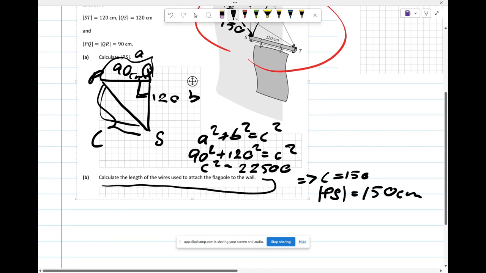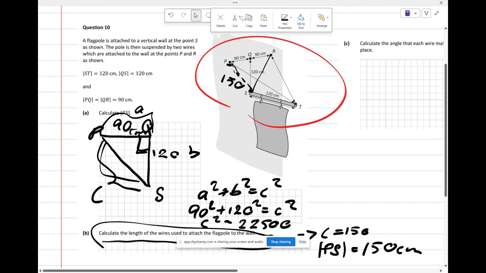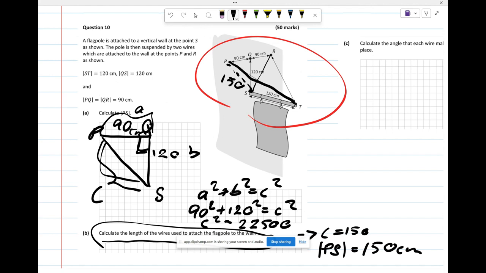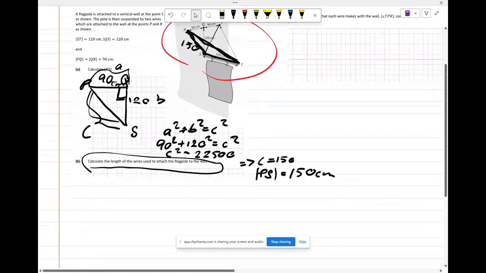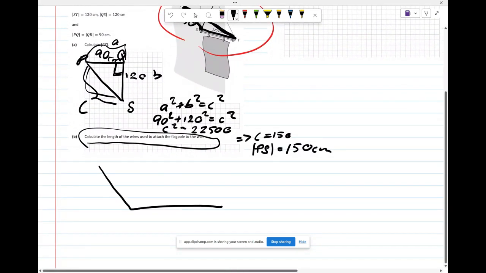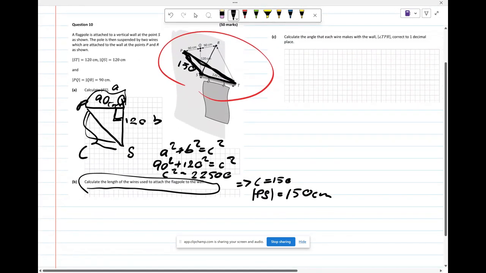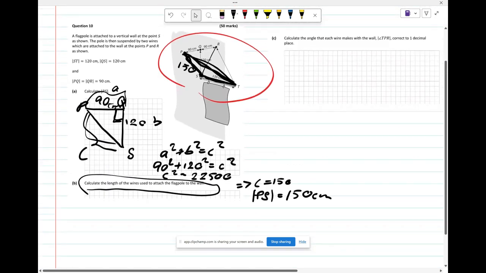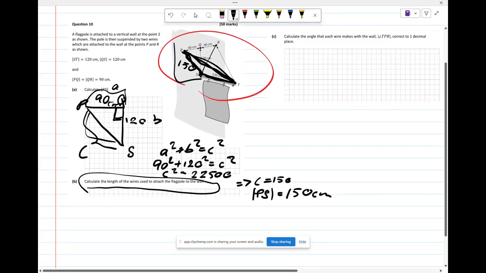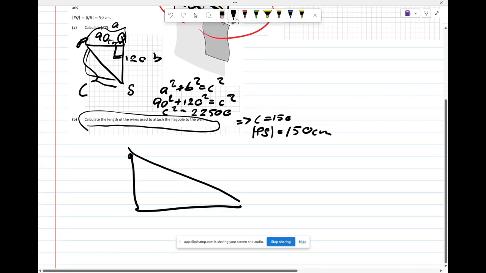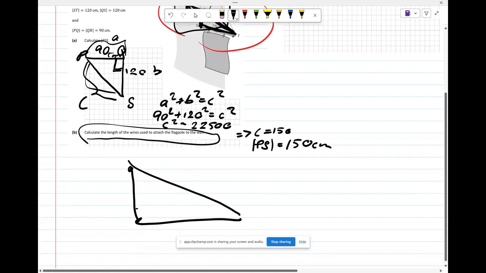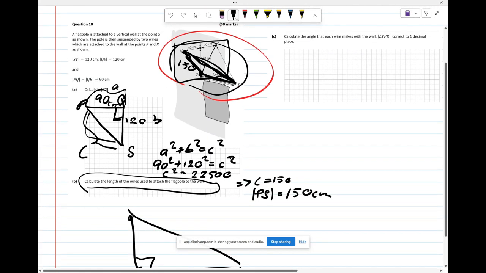Now we need to calculate the length of wires used to attach the flagpole to each wall. So that's PT. Again, this here is a triangle, PST, and instead of looking at it in the diagram, let's just draw it like this. Actually, this is the problem. Here it looks like a non-right angle triangle, but because S and P are flat against this wall, they're directly below each other, looking at it from the side. So that means it's a right angle triangle. It may not look it up here, but that's the reason. They're kind of trying to trick you.